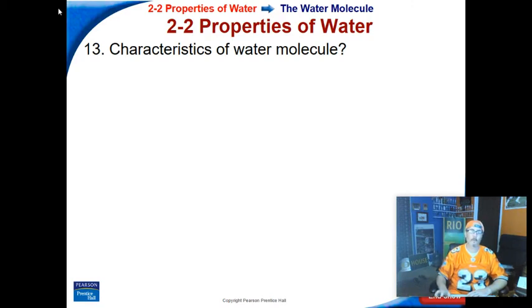Characteristics of the water molecule. It's neutral. Okay, thank goodness it's neutral. If it was acidic or if it was alkaline, basic, we would burn all the time because we are mostly made out of water. It's polar, and you'll learn in just a bit what polarity means. It doesn't mean it's cold, like a polar bear.